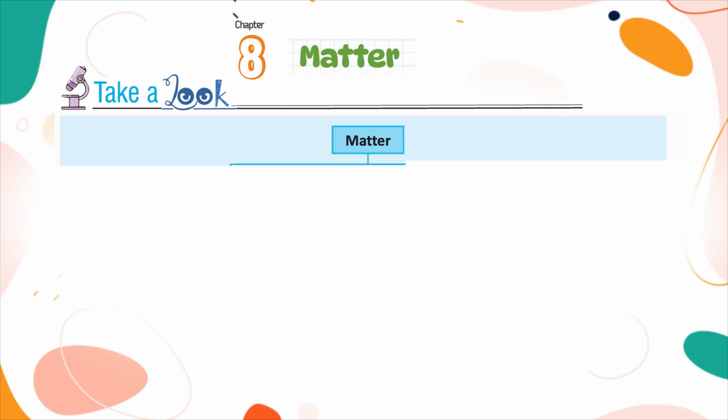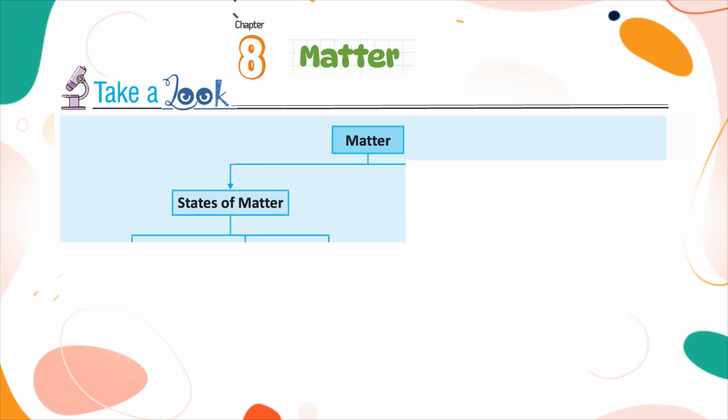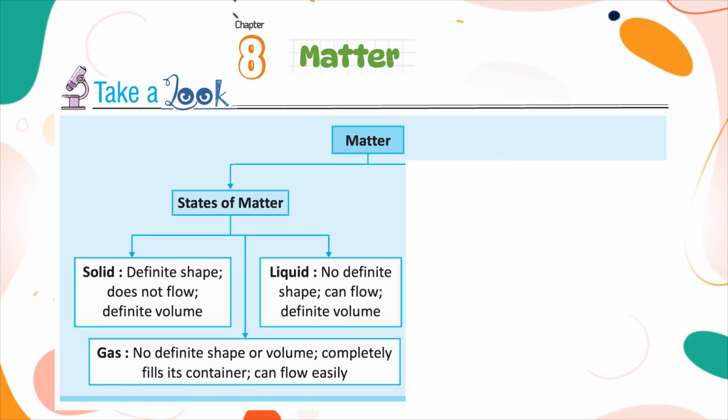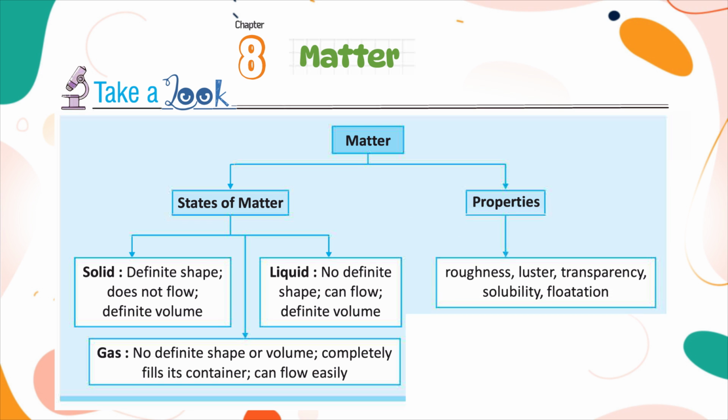Take a look. Matter, states of matter. Solid: definite shape, does not flow, definite volume. Liquid: no definite shape, can flow, definite volume. Gas: no definite shape or volume, completely fills its container, can flow easily. Properties: roughness, luster, transparency, solubility, flotation.